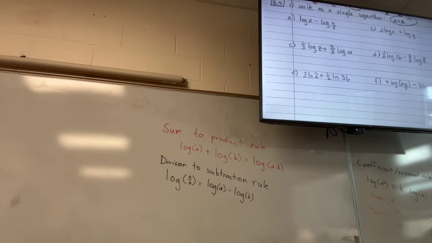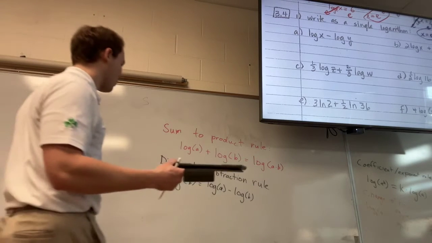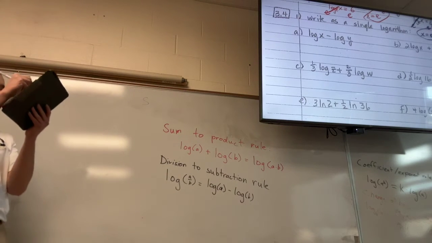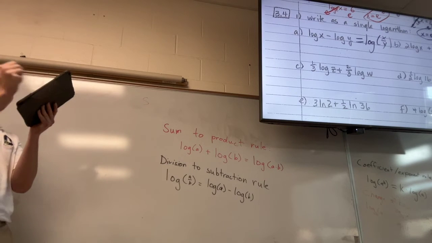Okay, so part A right there. How do I write these as a single logarithm? How do I combine them? What rule am I going to use? It's log x minus log y. So this is the same thing as log x over y. Good job.